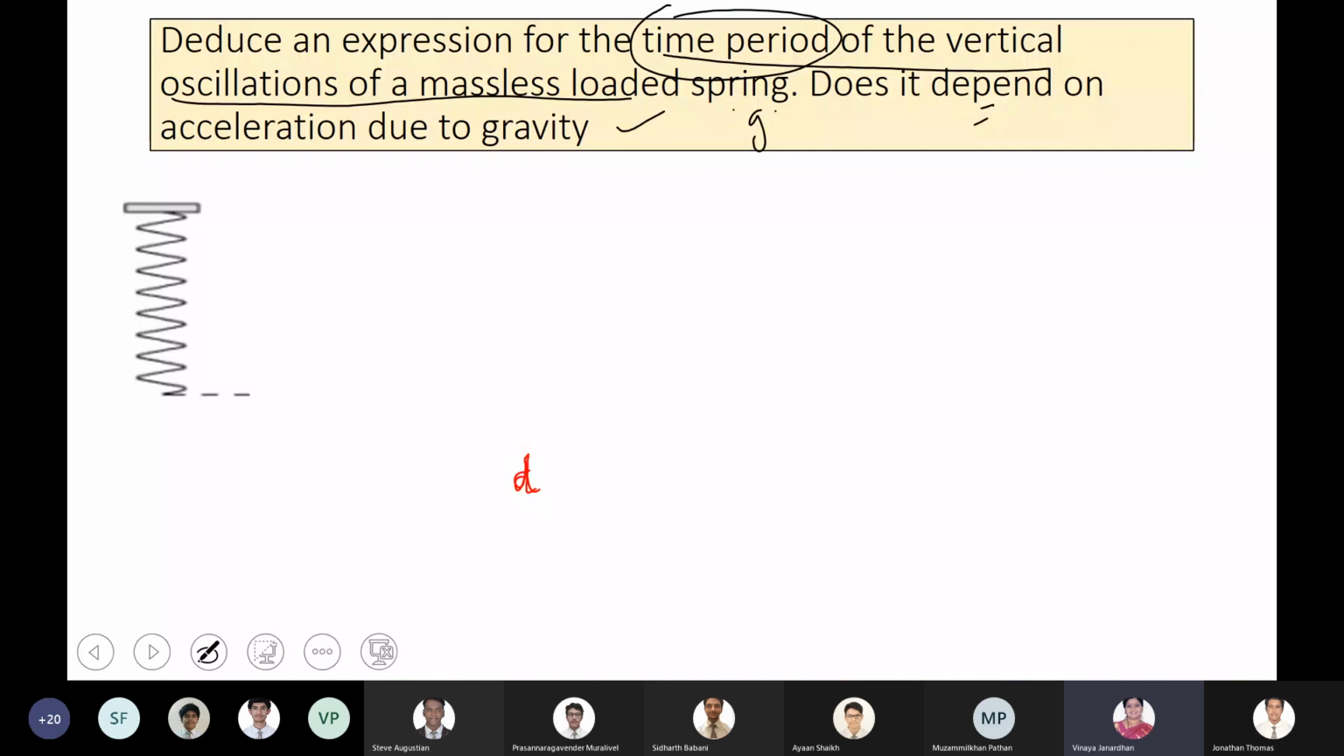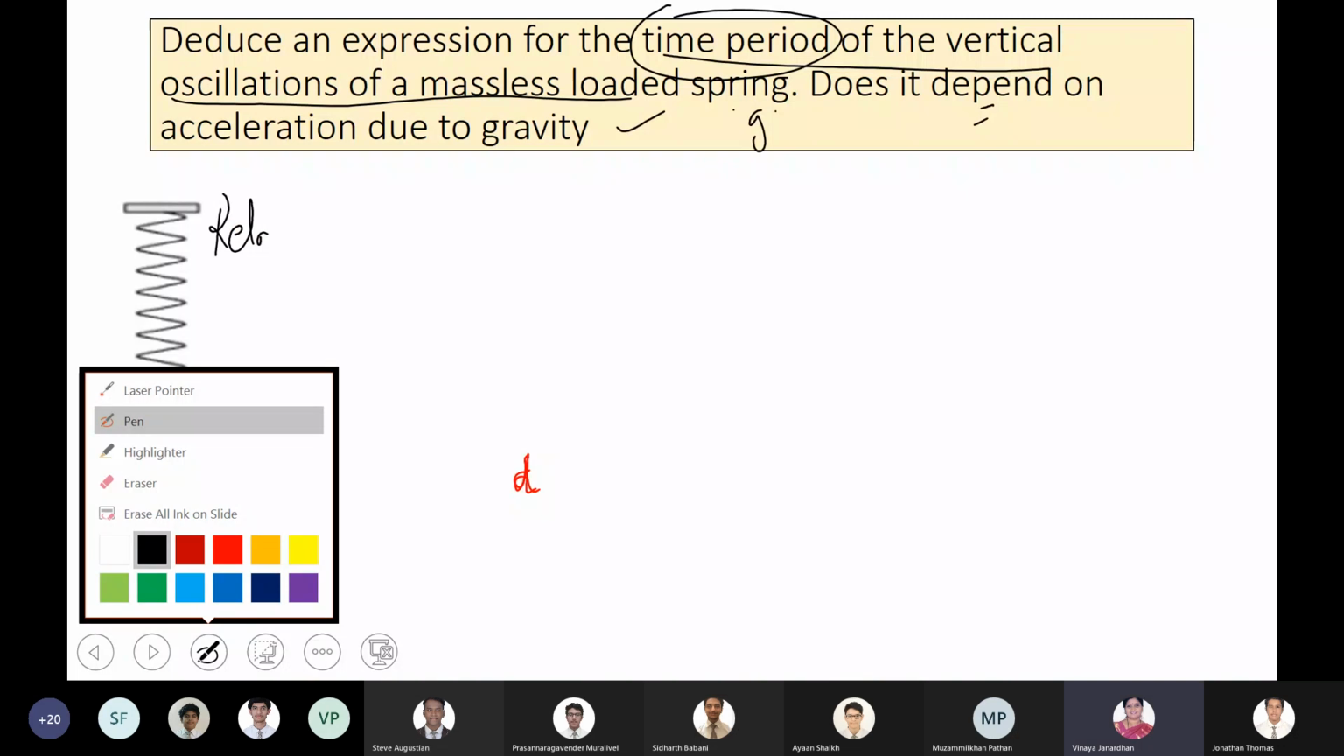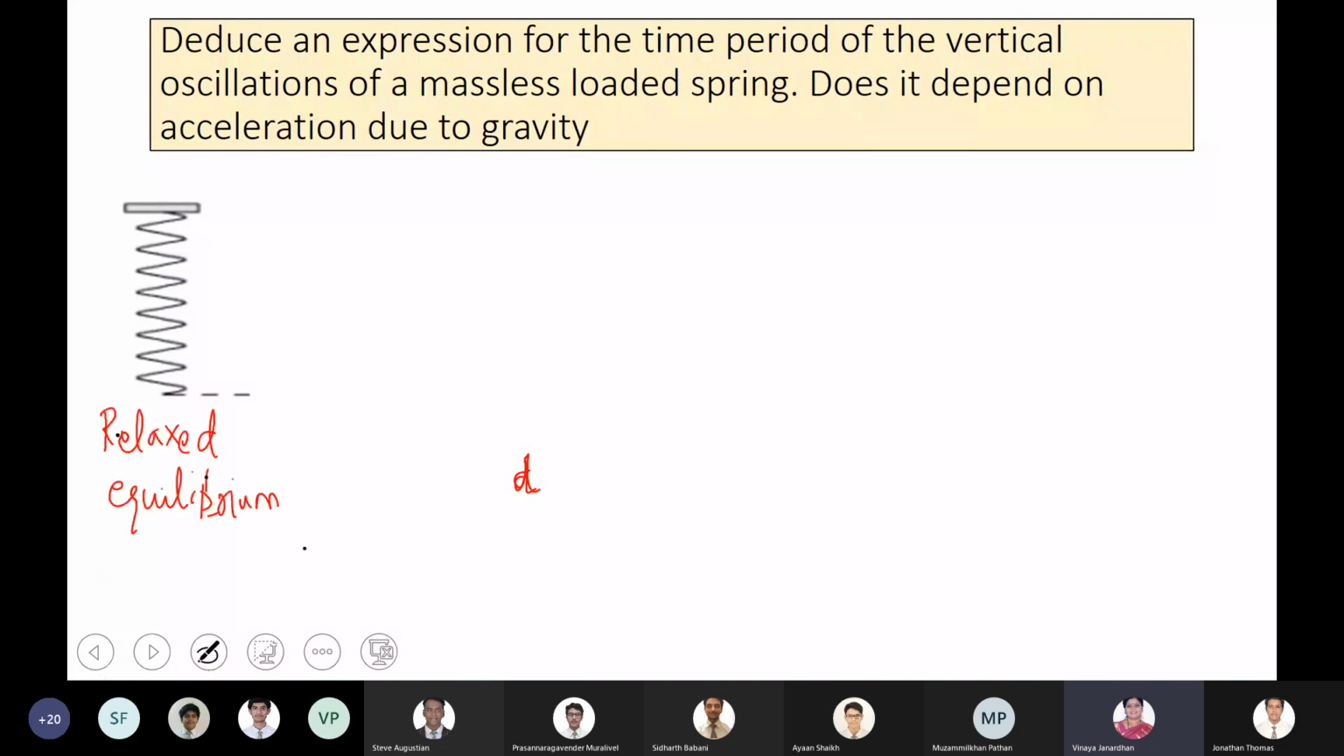For that, let us consider a spring. The mass of the spring is negligible. One end of the spring is attached to a rigid support. The other end is left free. Now, in this state the spring is in a relaxed state, right? The spring is relaxed and it is at rest. Equilibrium means it is at rest.